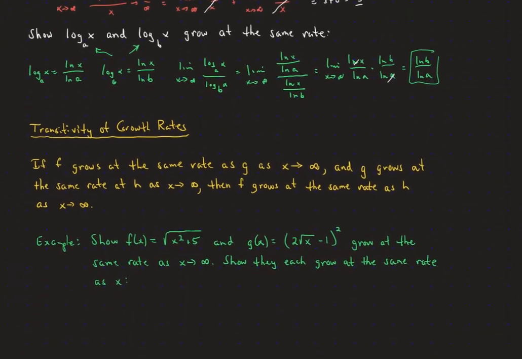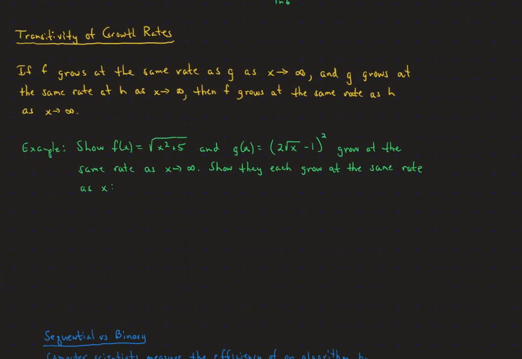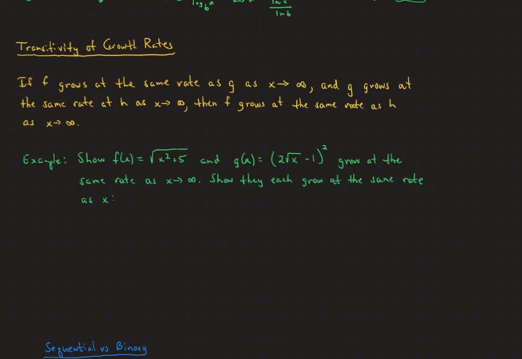Okay, now we have this idea that's called the transitivity of growth rates. Transitivity means, for example, equality is transitive. So if A equals B and B equals C, then we know that A is equal to C as well. Inequalities are also transitive, so if A is less than B and B is less than C, then it must be true that A is less than C. That's the idea of transitivity.